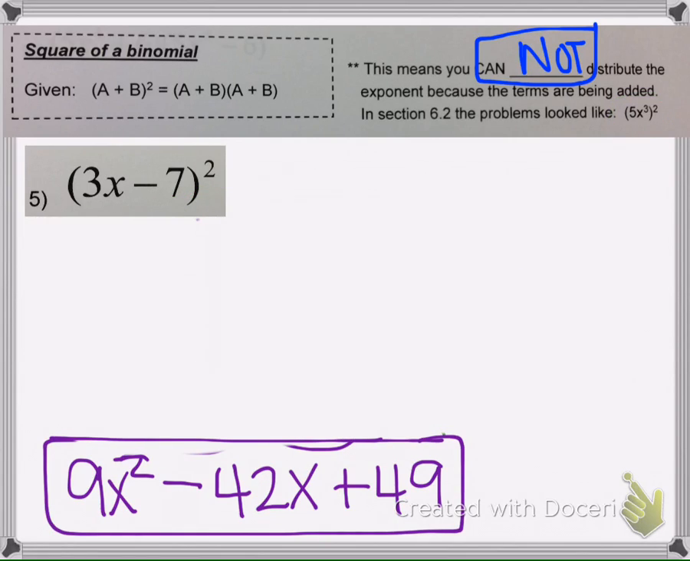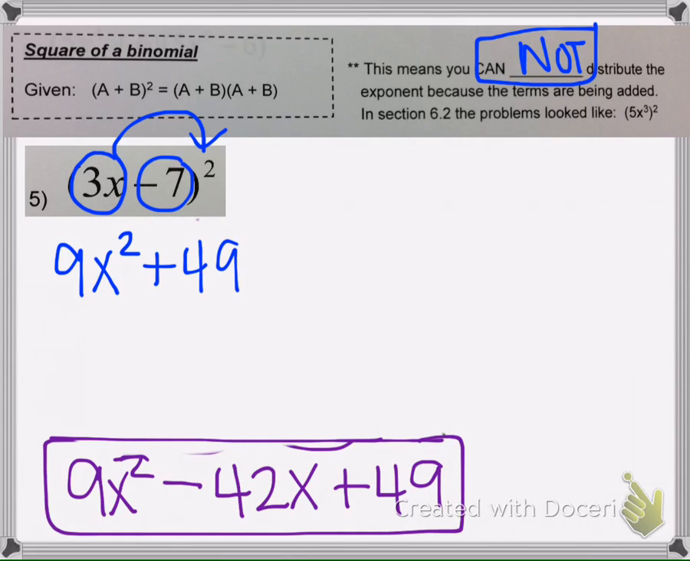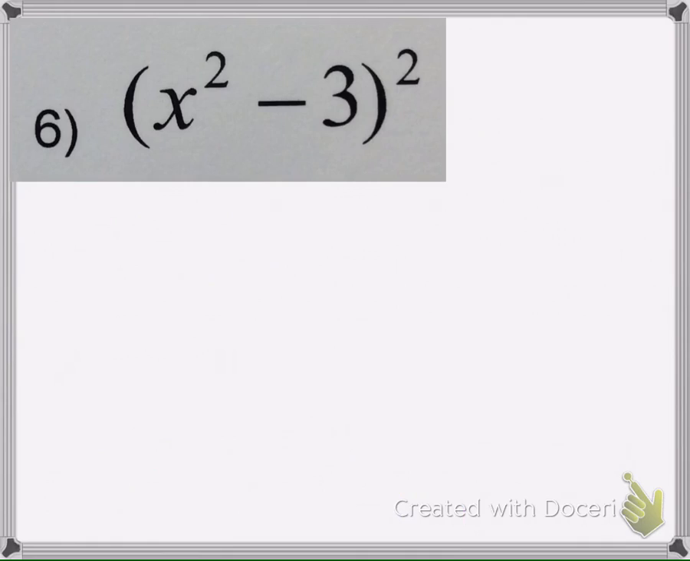So as you could see, you would get the incorrect answer if you did this. 3x squared is 9x squared, and negative 7 squared is 49. So if you distribute this 2, you don't get this answer here. So you cannot do that. All right, let's check out this problem here. So we cannot do this because it has this minus sign here. So instead, we're going to write it out twice.